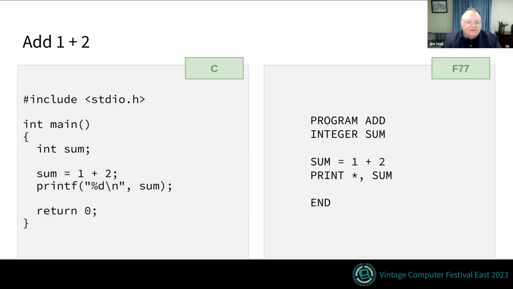So if you know the C programming language, that's there on the left-hand side. It's a little bit different than what we had, since it's still printing out the value, but it is taking the values of 1 and 2, adding them together and putting it into a variable called sum. And then it prints out the value of that variable.